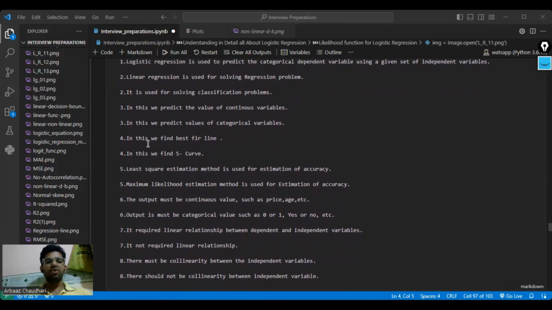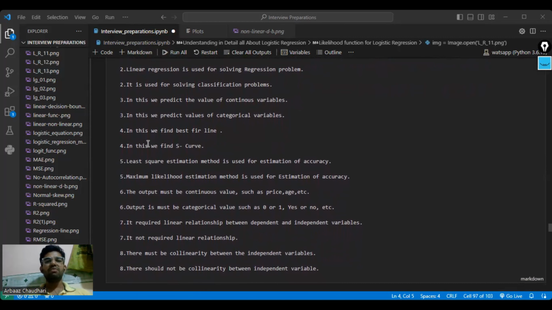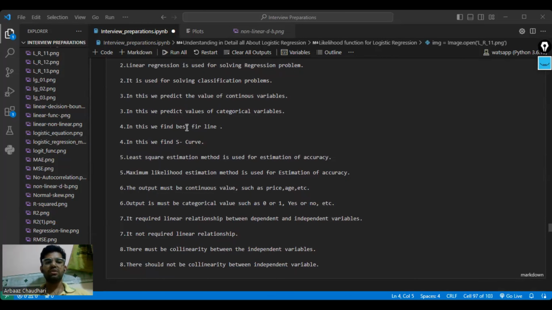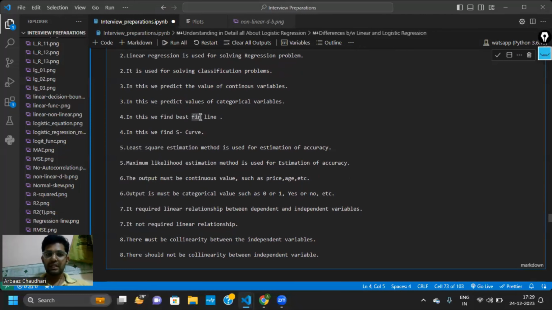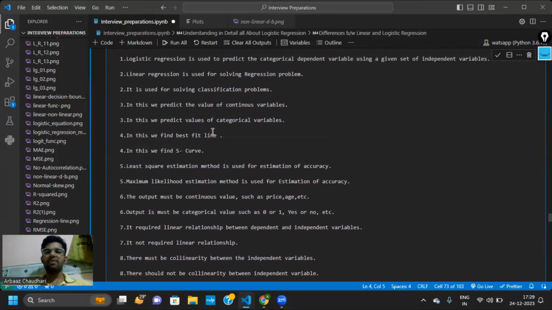Let's see the fourth point. In linear regression, we were fitting the best fit line, but in logistic regression, we find our S curve. Okay, so this is also the major difference that you have to keep in mind. In linear regression, we are fitting the best fit line, and in logistic regression, we are finding our S curve.